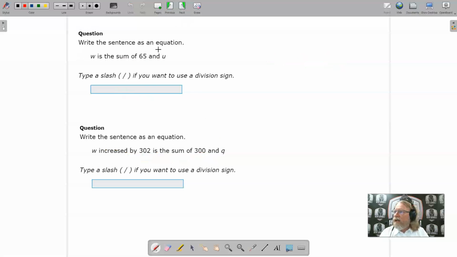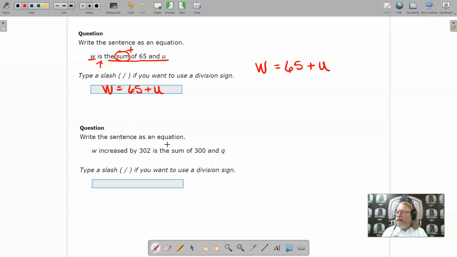The next one, write the sentence as an equation. W is the sum of 65 and U. So let's go ahead. I kind of crossed over where the equal sign is supposed to be. W is. This is the equal sign word right there. Is. And we're going to use W. So we have W is the equal sign. And then the sum of 65 and U. And we know that sum means to add, right? So we have 65 plus U. So our final answer is W is the sum of 65 and U.